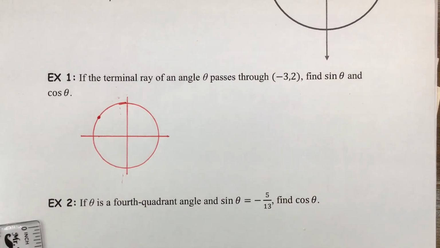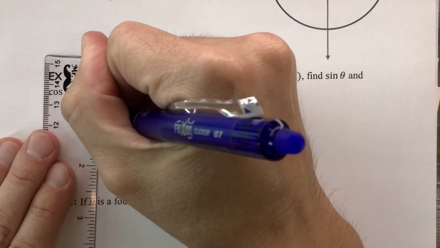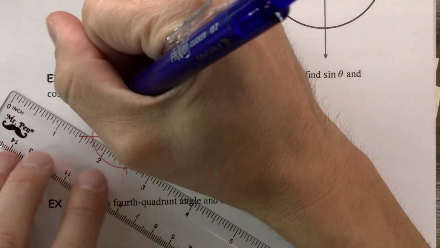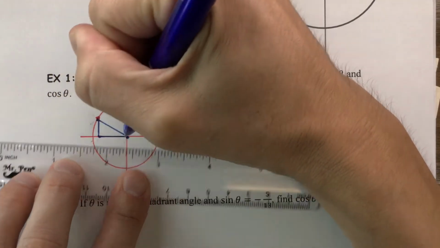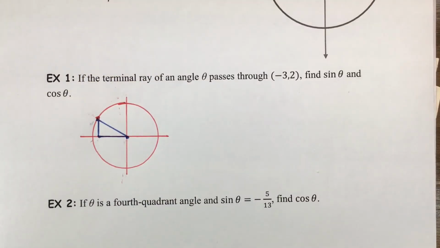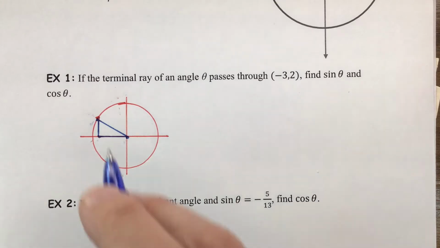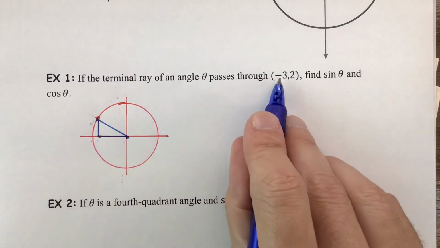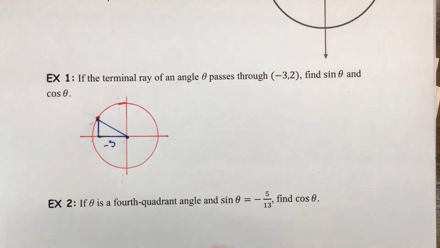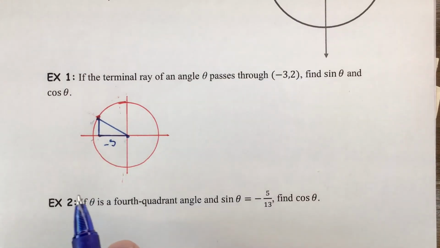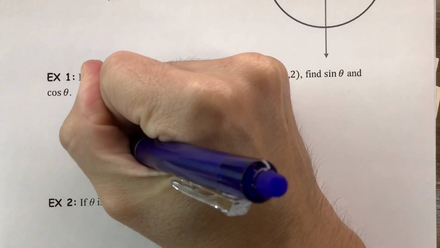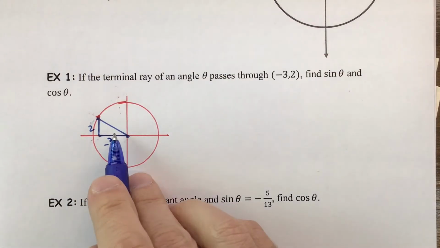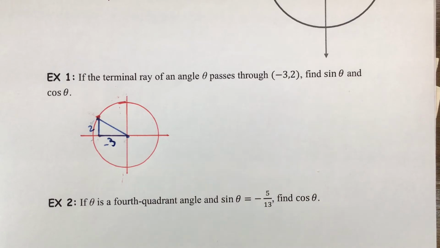Now that I've got that point located, I'm going to draw that right triangle. You'll notice that this is in quadrant 2, versus what we saw at the beginning, which was in quadrant 1, but it's all going to work out. So our x component is the -3, and the y component, the vertical, is 2. The radius, we don't know at the moment.